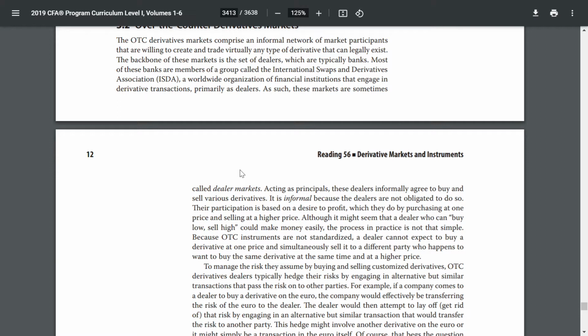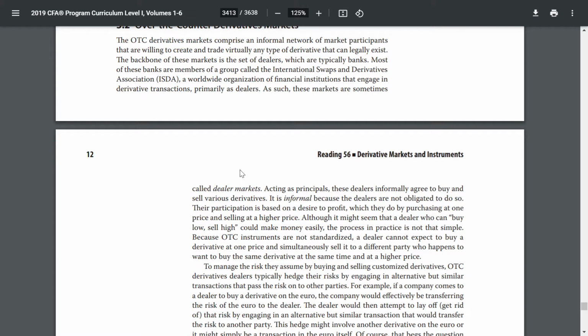to create and trade virtually any type of derivative that can legally exist. The backbone of these markets is the set of dealers, which are typically banks. Most of these banks are members of a group called the International Swaps and Derivatives Association, or ISDA, a worldwide organization of financial institutions that engage in derivatives transactions primarily as dealers. As such, these markets are sometimes called dealer markets.